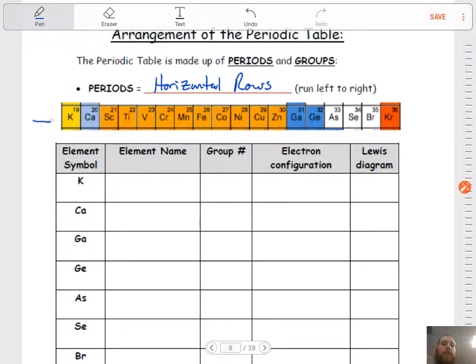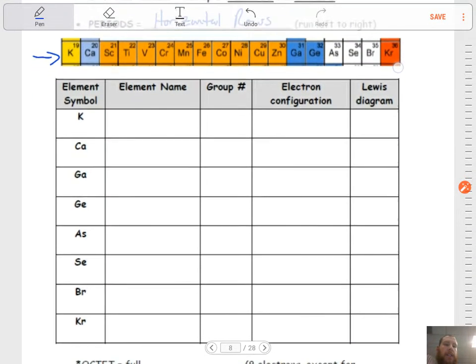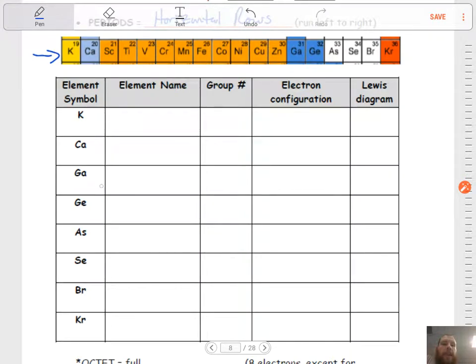Okay, this is period 3. Right here, potassium all the way up through krypton. Okay, so what I want you guys to do first, as a good review, because it's been a while since we've done those things, I want you to go through the element symbols, or based on the symbols that are here, and I want you to give me the name, the group number, the electron configuration, and then the Lewis diagram. Now remember, if you're not sure, well, what's a Lewis diagram, right? The full name is Lewis dot diagram or an electron dot diagram. Okay, so we're going to do one together, and then I want you guys to go through and review those on your own.